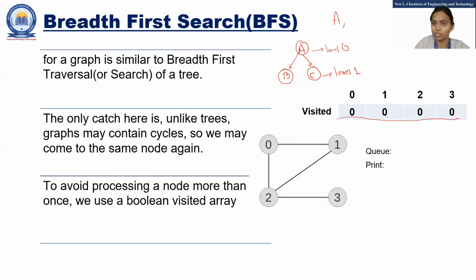So this is 0 0 0, which means all the nodes have not been visited. Consider the case where you have just started. At that time, no node is visited, so all the positions are 0. Is node 0 visited? No. Is node 1 visited? No. Is any node visited? No. So no node is visited.